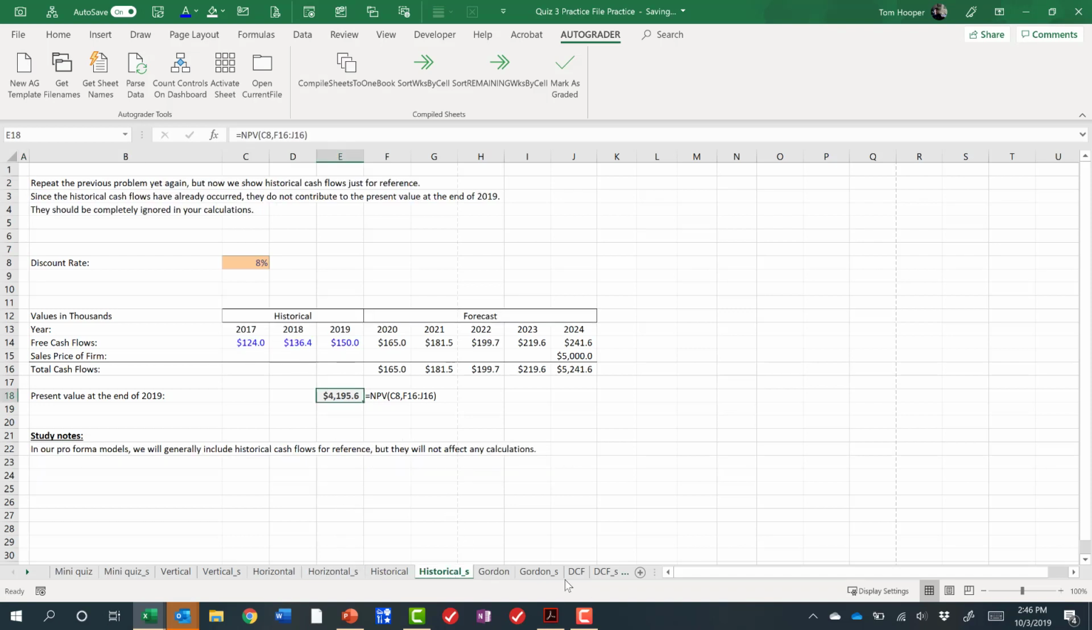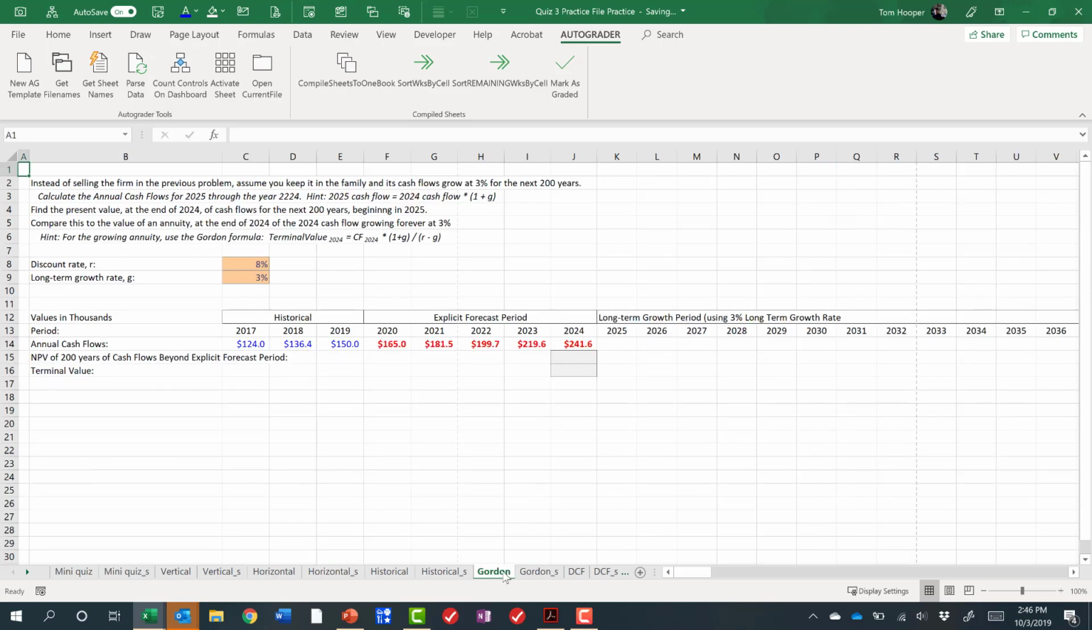Now let's think about what might happen if we didn't sell the firm, if we wanted to just go forward and keep that firm. So I think in this problem, we're saying instead of selling it, we're just going to assume that we keep it in the family and that the long-term growth rate, which begins in 2025, is 3%. So we just take the previous year times 1 plus the long-term growth rate.